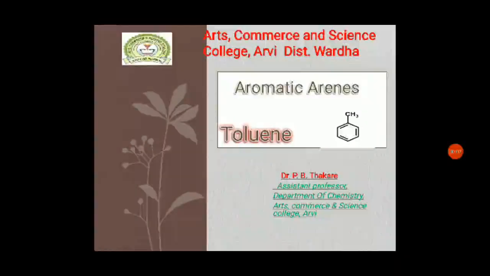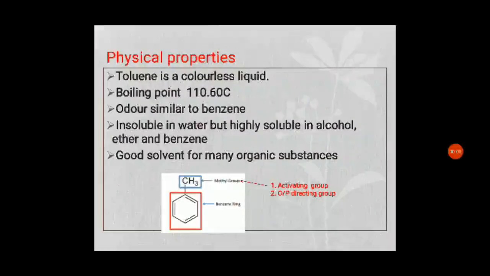Now we shall see the aromatic arenes, that is toluene. Now the physical properties of toluene. Toluene is a colorless liquid. Its boiling point is 110.6 degrees Celsius. Its odor is just similar to that of benzene.